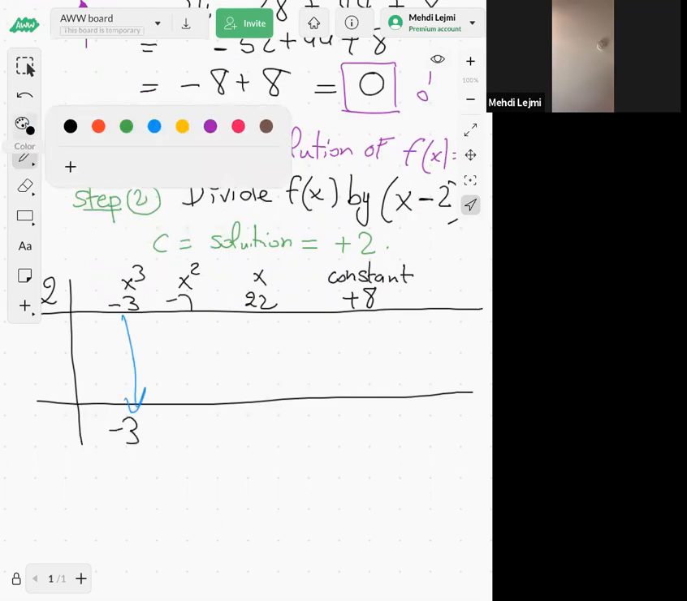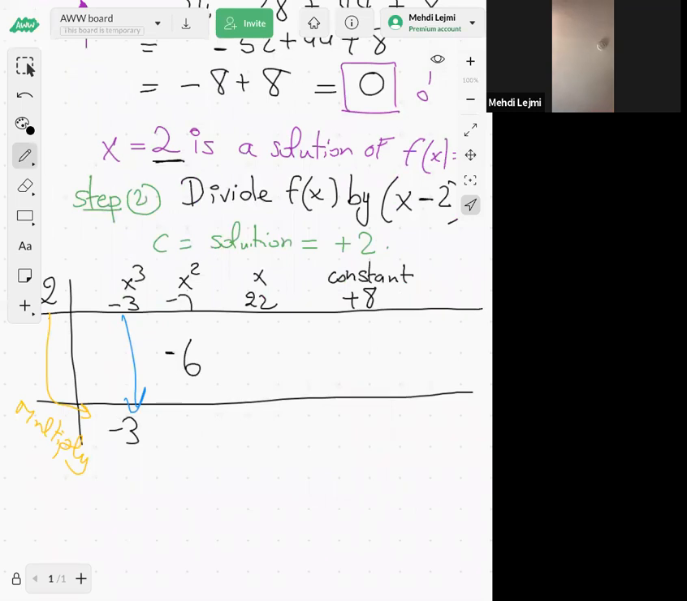Now you multiply the last row by the c, right? Here we'll multiply. So 2 times negative 3, that will be negative 6. So here's my negative 6, negative 7 plus negative 6. This is a plus here, so that'll be negative 13. Negative 13 times 2, that's negative 26.